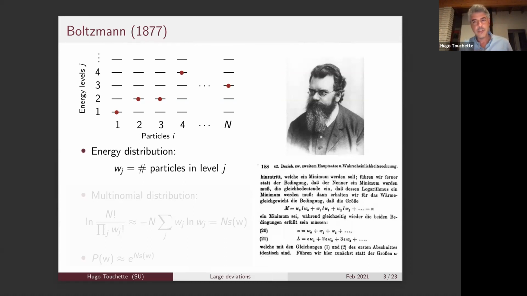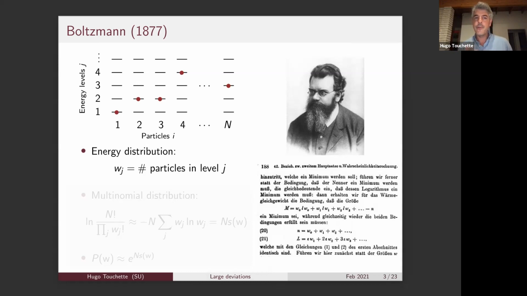Now, Boltzmann was really interested in the statistics of the system, not in the actual state of each particle, but in the energy distribution. So instead of looking at the configuration, you look at the statistical distribution of the energy levels. So you define this W_j as the number of particles in some energy level j. And the question that Boltzmann addresses is, what is the probability distribution of that energy distribution if we assign some kind of uniform probability distribution on the configuration? And this is the basis of statistical mechanics.